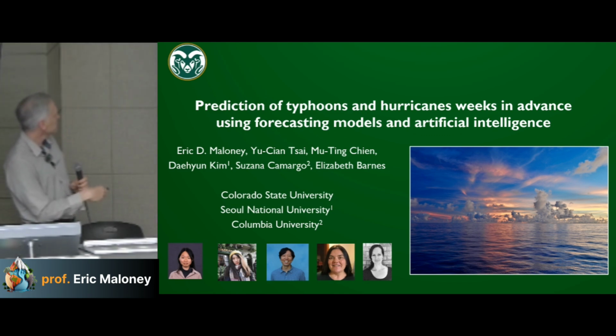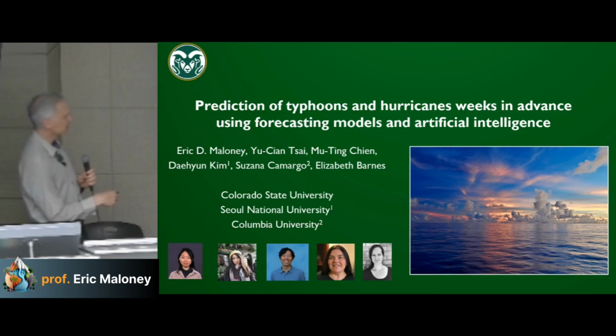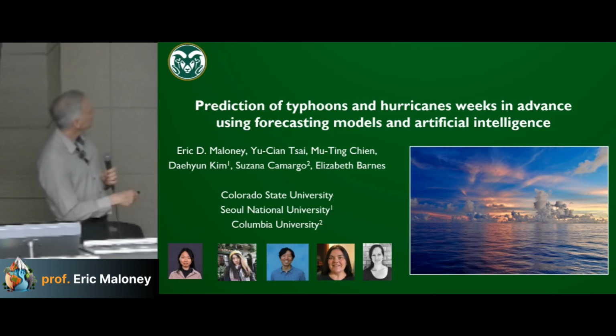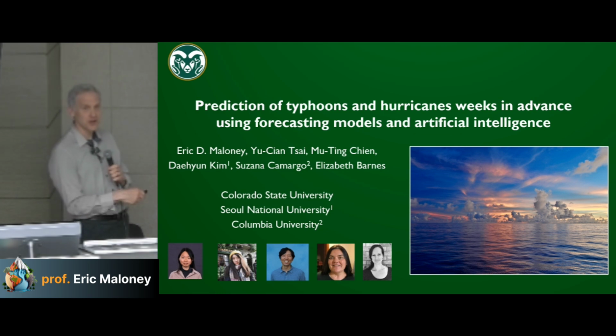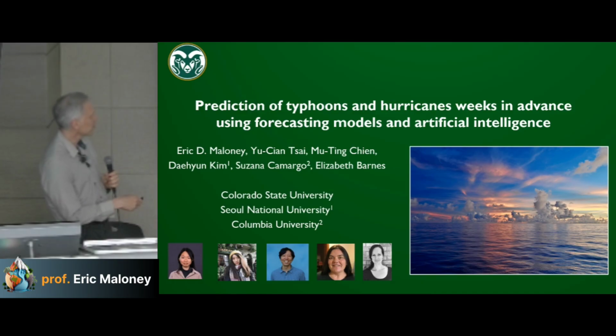So this is Mu-Ting Qian. She is a student of Daeun Kim's, actually, from the University of Washington. And so she and I have been collaborating on a project related to tropical cyclones and the ability of artificial intelligence to predict tropical cyclones. This is Yuchen Tsai. She is one of my graduate students at Colorado State University, and she's using more traditional weather forecasting models to look at tropical cyclones. So I'll show some of that work.